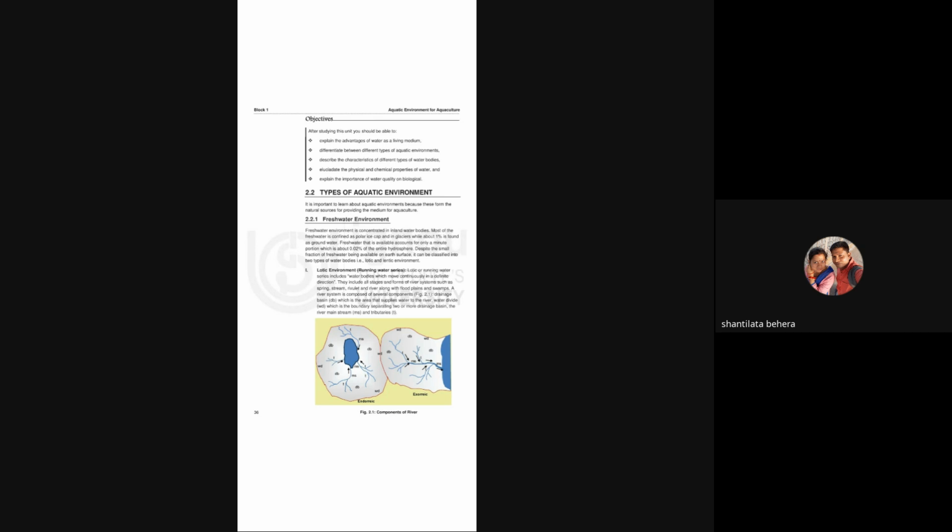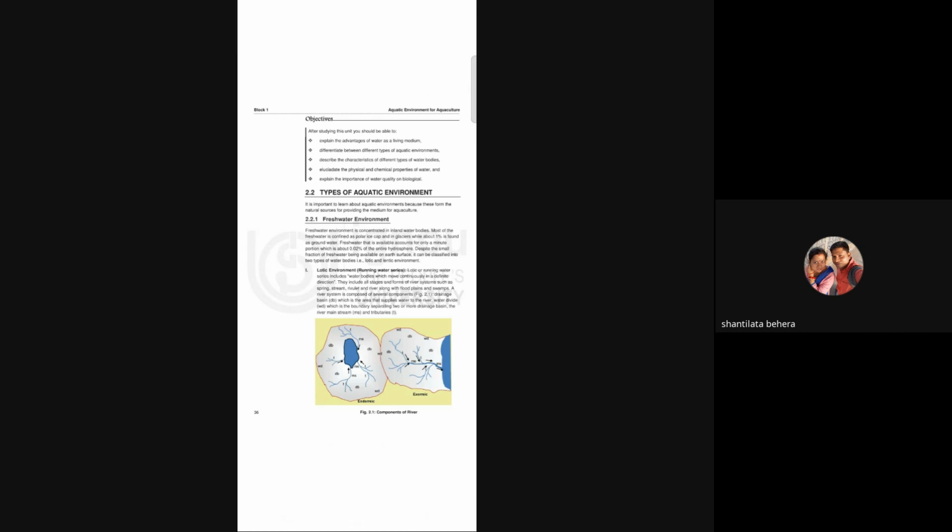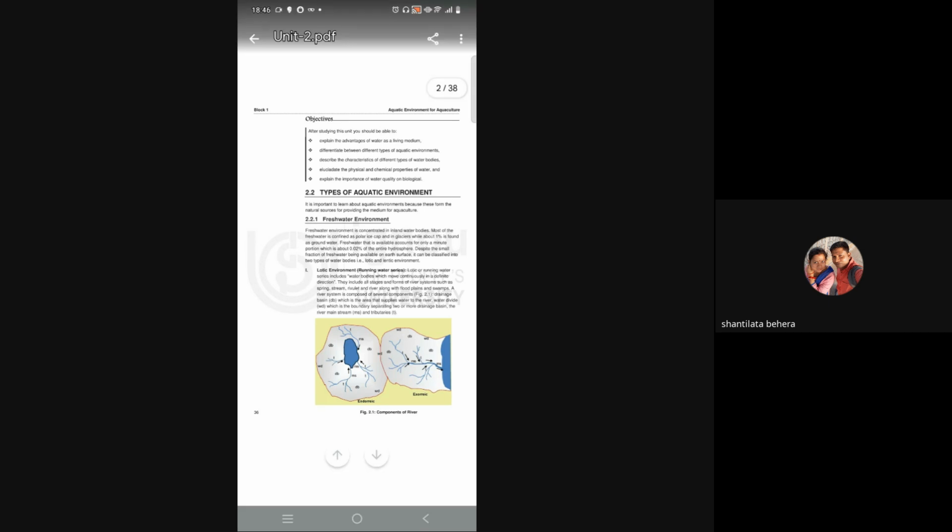So fresh water is divided into lotic and lentic environments. Lotic is water that moves, like a river. Lentic is the stagnant water, which is constant water, like a pond. The water of a pond is constant, it never flows. So in the lotic environment, the water body always moves in one direction. This includes river systems such as springs and streams. All these river systems are in the lotic environment.